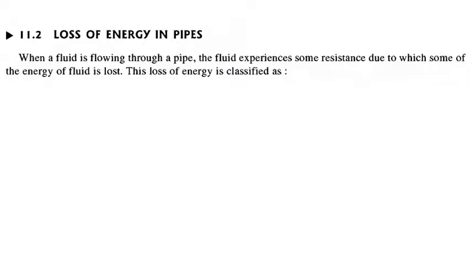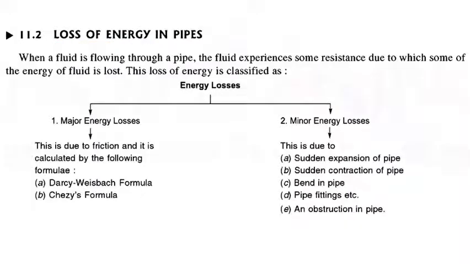Welcome students. Let's see about the loss of energy in pipes in this video. When a fluid is flowing through a pipe, the fluid experiences some resistance, due to which some of the energy of the fluid is lost. This loss of energy is classed as major energy losses and minor energy losses.